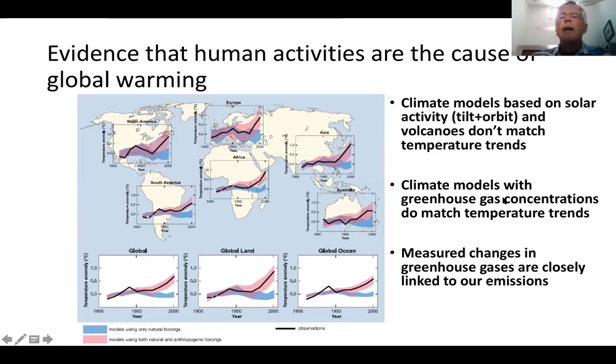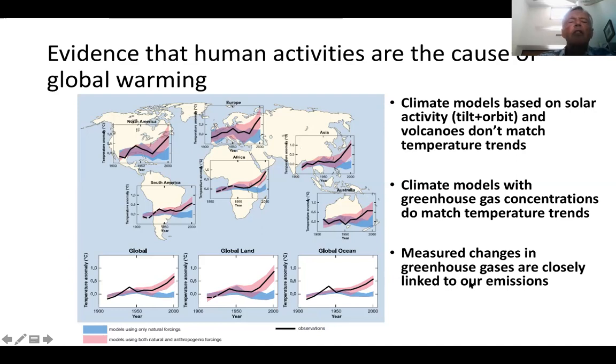The climate models that include just one additional factor, and that is the greenhouse gases, the gases that have been produced largely through the consumption and burning of fossil fuels, do match very well, right? Those are the red ones here. And the measured changes are very closely linked with our known emission records.